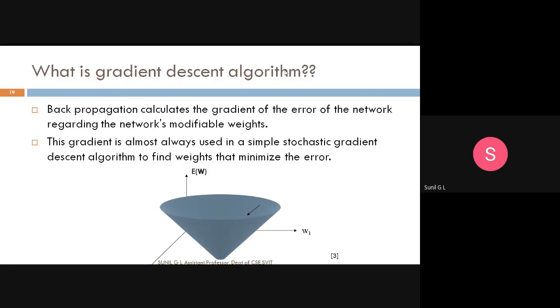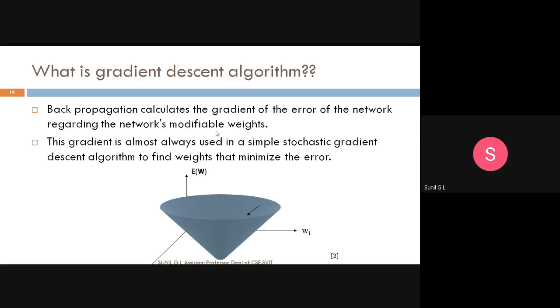So what is the gradient descent algorithm? Backpropagation calculates the gradient of the error of the network with respect to the network's modifiable weights. To improve the accuracy we need to refine the weights. To adjust the weights, we need to minimize the error, and to minimize that error we use the concept of gradient descent. For that we need to modify the weights using the gradient descent algorithm.